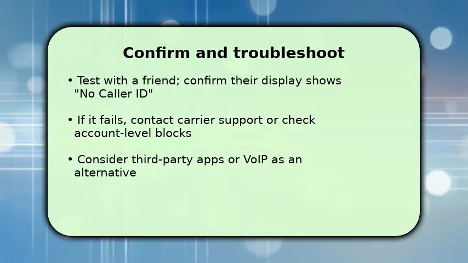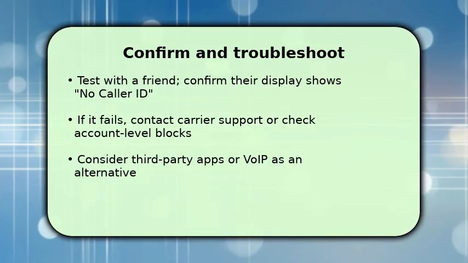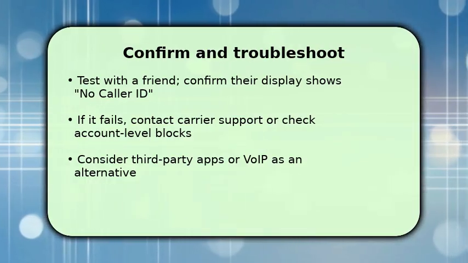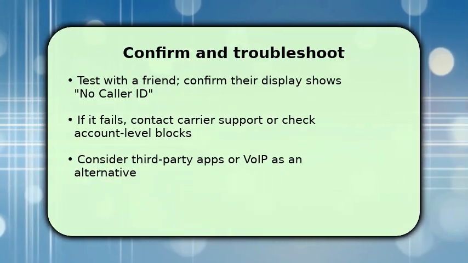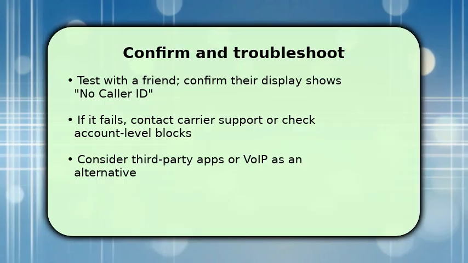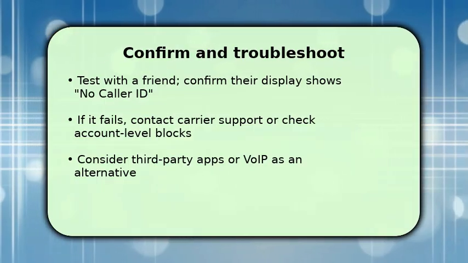If problems persist, log into your carrier account or call support to enable network-level blocking. As a fallback, consider using a VoIP app that offers number masking, but make sure you understand any fees or privacy trade-offs before switching.